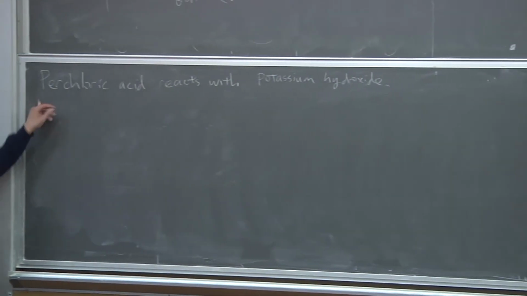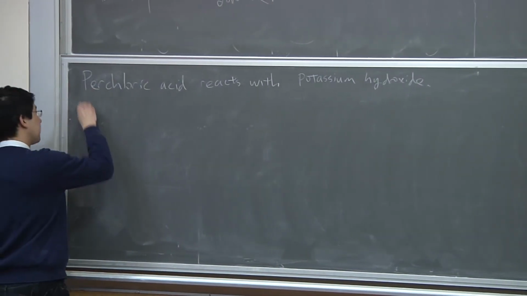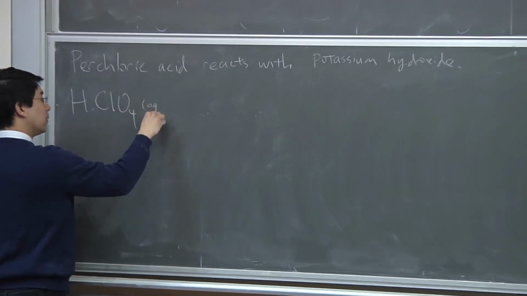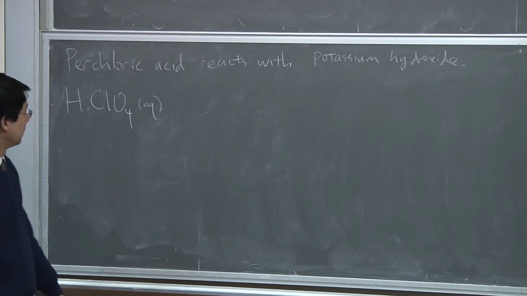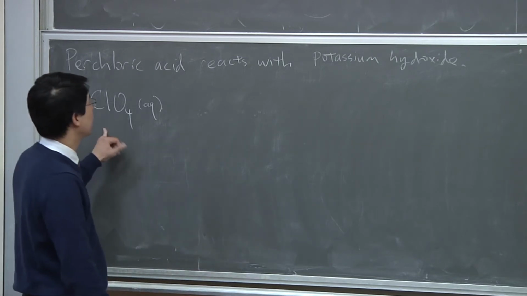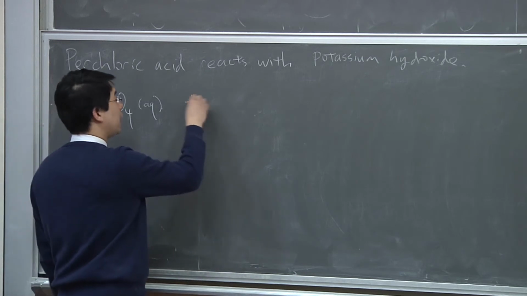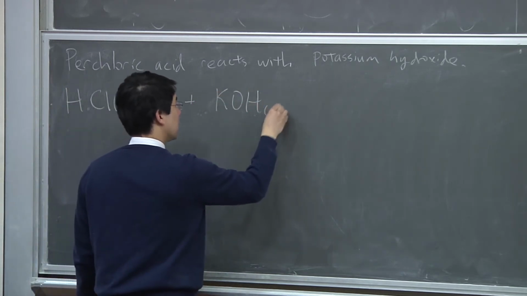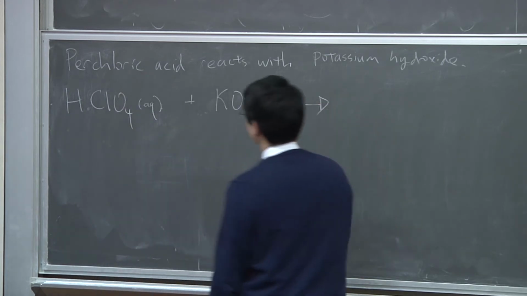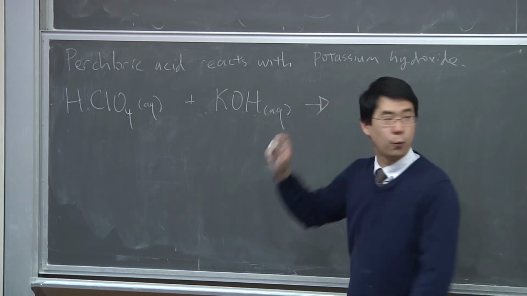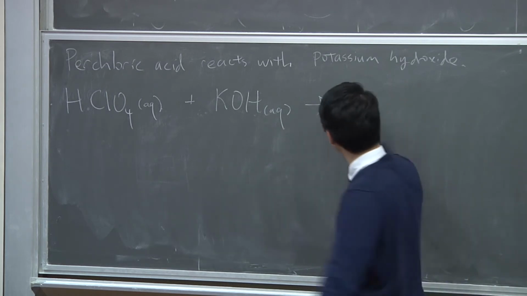Okay, so perchloric acid, that's going to be HClO4. Remember, ClO3 is chlorate, ClO4 is perchlorate, so this is perchloric acid plus potassium hydroxide, KOH. And what are your products going to be? KClO4.